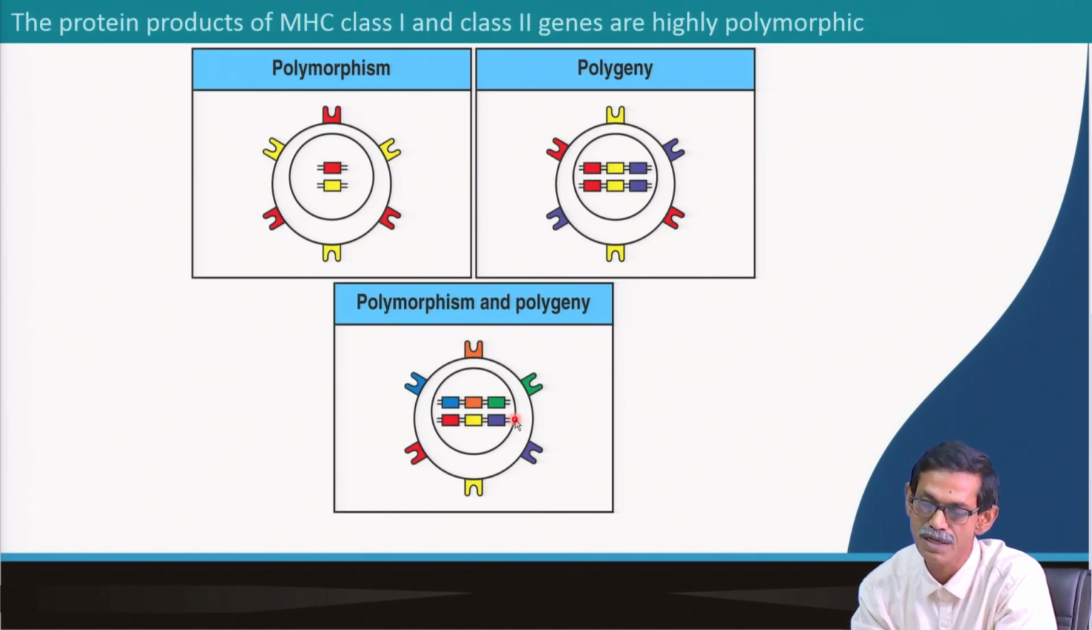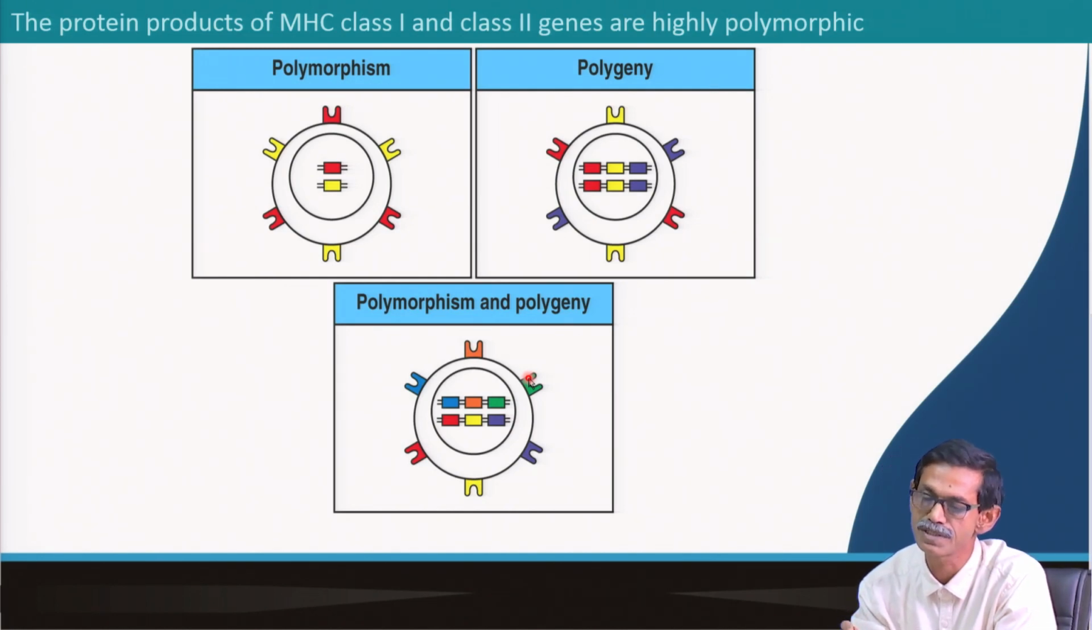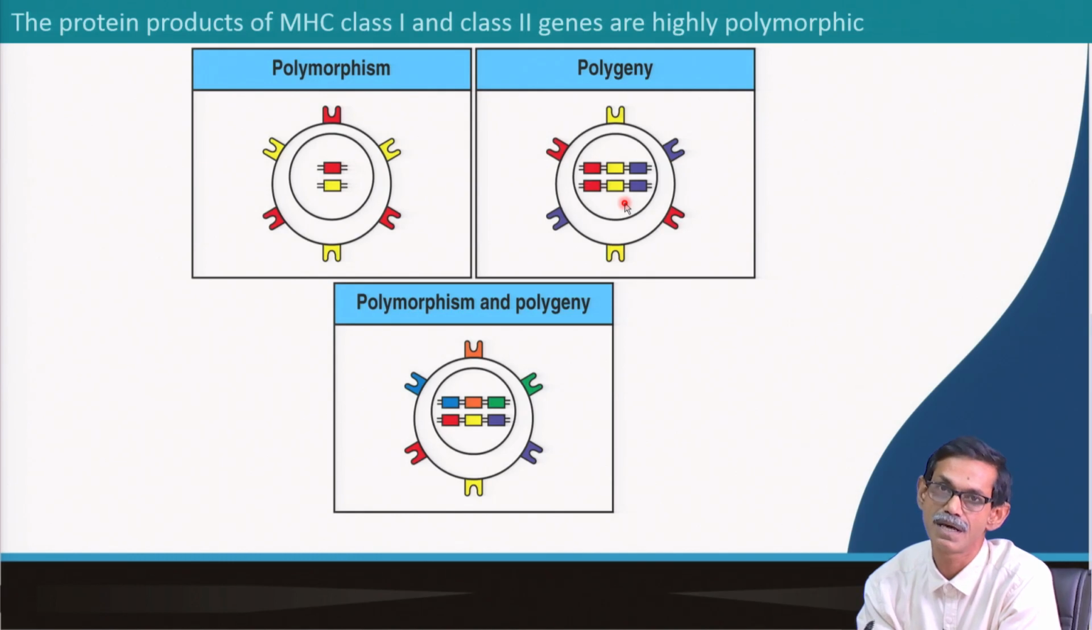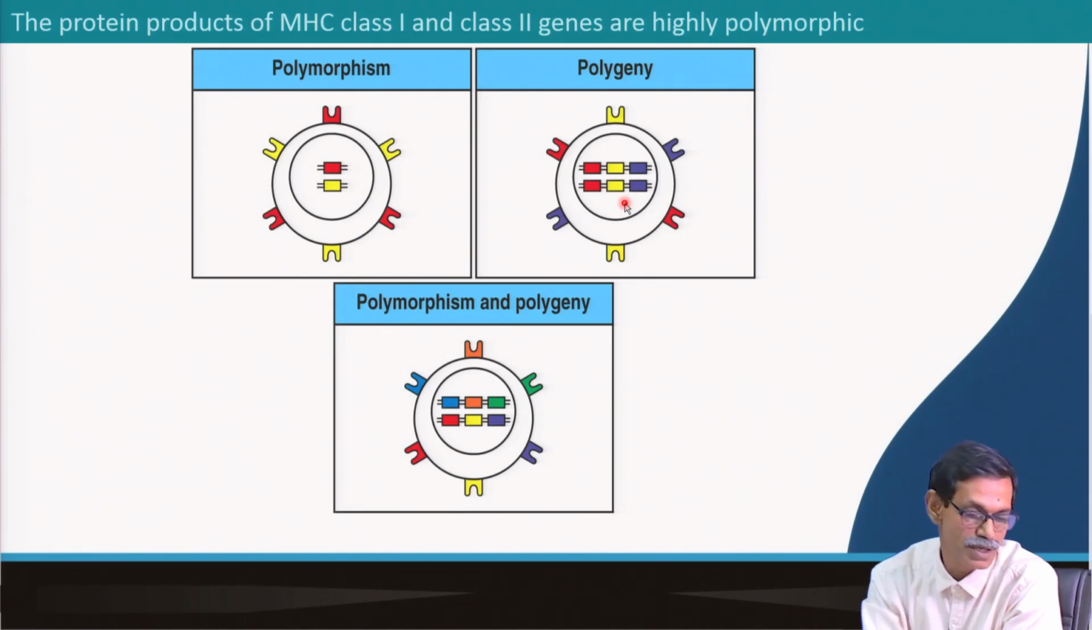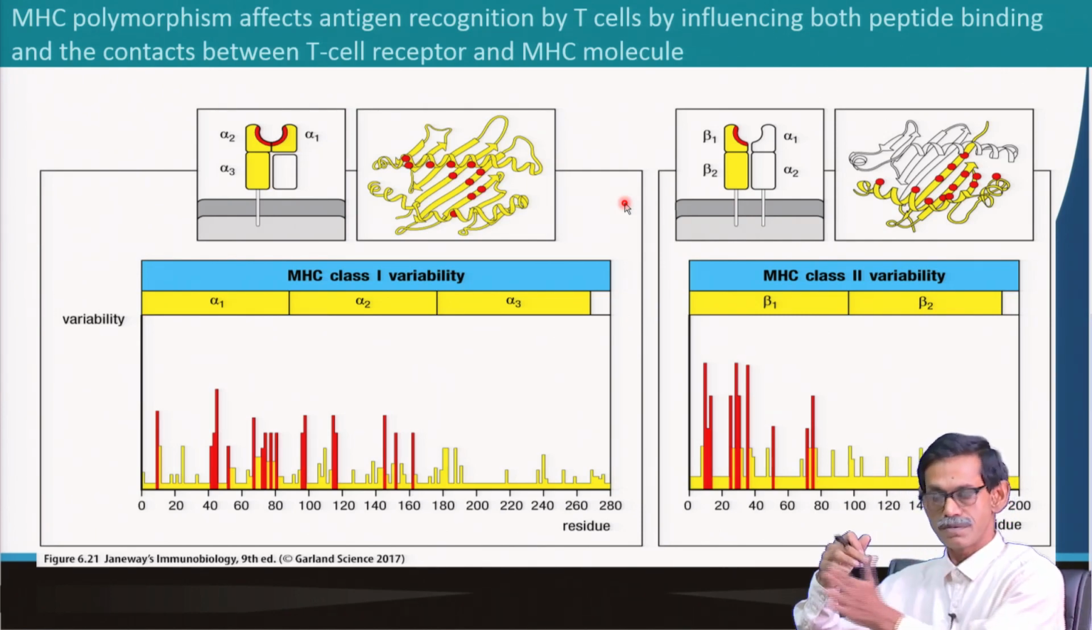So, both are accommodated in our immune system by a combination of polymorphism, polygenic, that is multiple copies, and codominance. All three together serve the purpose. That is why we have so many different copies. How this originated, that we will see slowly.